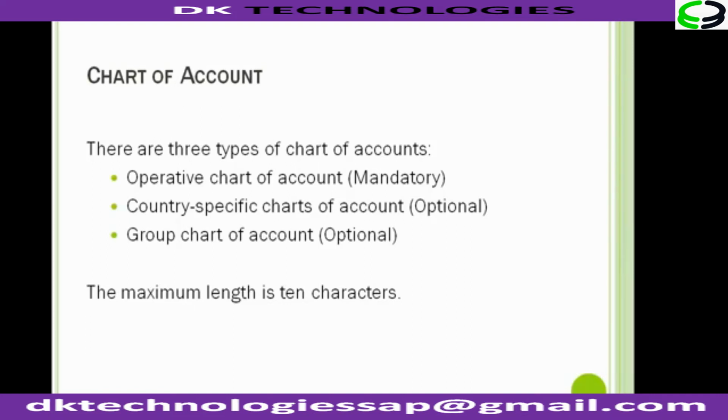Why? Because it is the operative chart of account which contains the day-to-day activities of the organization, which means day-to-day business transactions, daily postings related to all the business transactions, and on the basis of that all the transactional values are updated in the ledger account. So you need an operative chart of account, which is a must for any company code or legal entity. It is a mandatory part. You must have it. Second is the country specific chart of account.